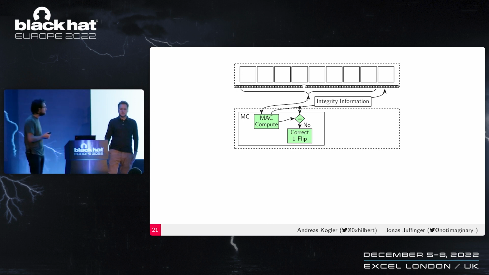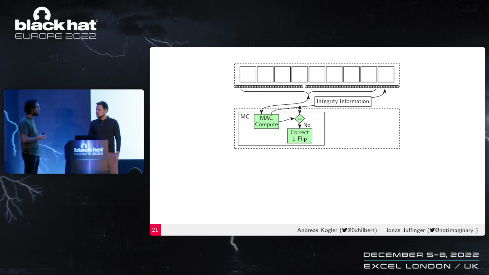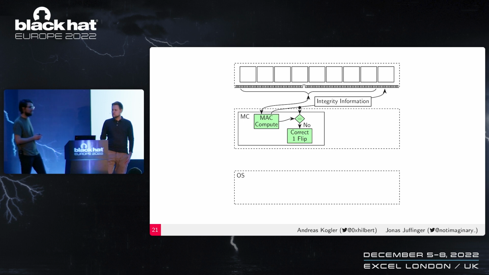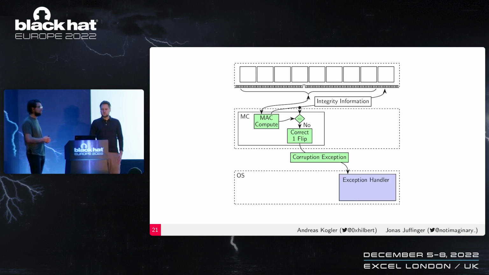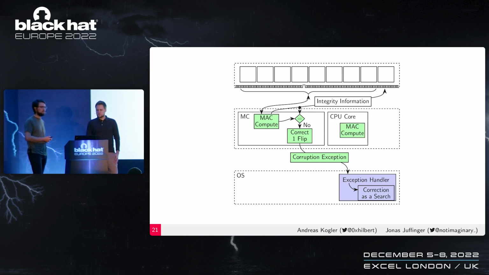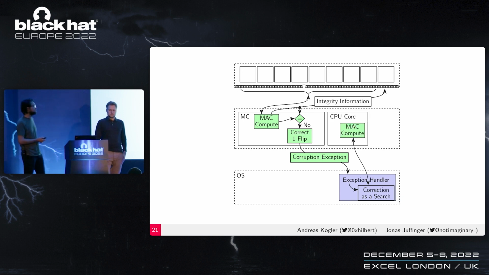Wait. So we're just correcting one flip? Yes. That's not much? That's not much. That's enough for a lot of cases where a system is not under attack. A single bit flip can happen. If a system is under attack with Rowhammer and the RAM is really bad, more bit flips can happen. And this is where we bring software in. We have a new corruption exception that's handled by a new exception handler in the operating system, everything in software. And this uses correction as a search, I will come to this in a second, to correct the data. And we have 3 new CPU instructions that this correction as a search uses.